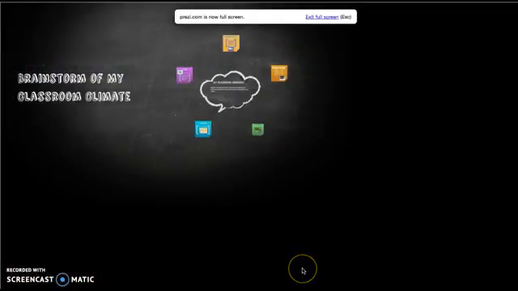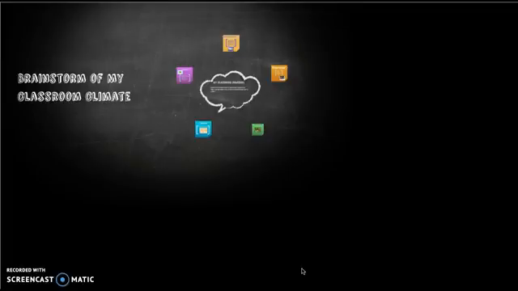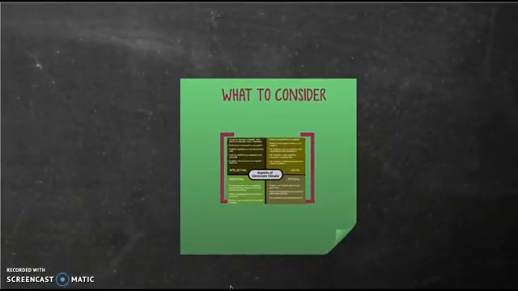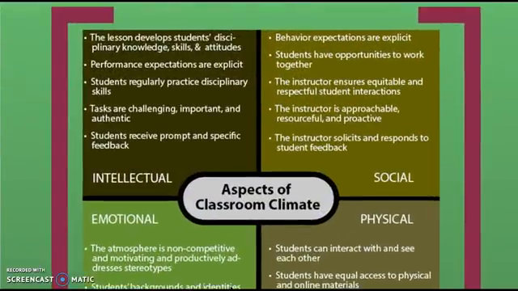Hi, this is a brainstorm of an ideal classroom climate I would like to achieve and how I would like to get there. So, when considering a classroom climate that is successful and caring, I must include all four aspects of my classroom climate in my planning process. That is, intellectual, social, emotional, and physical aspects of a classroom climate.